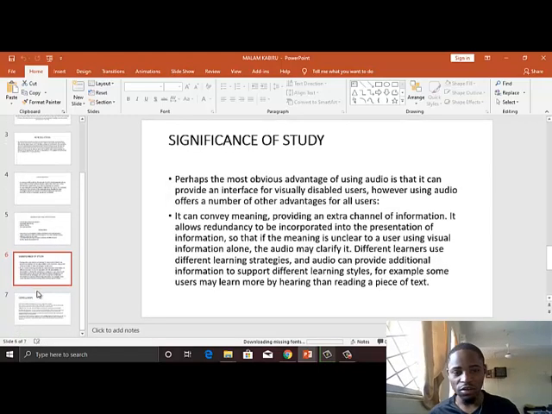Also, this is the significance of the study. Perhaps the most obvious advantage of audio is that it can provide an interface for visually disabled users. However, using audio offers a number of other advantages for all users. It can convey meaning, providing an extra channel of information. It allows redundancy to be incorporated into the presentation of information, so that if the meaning is unclear to a user, visual information along with the audio may clarify it.